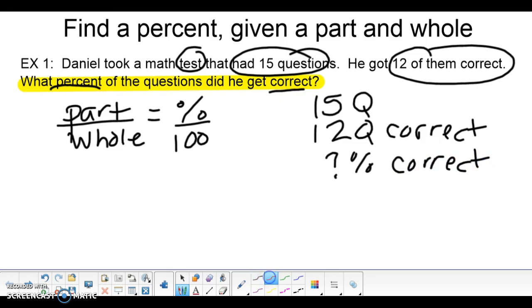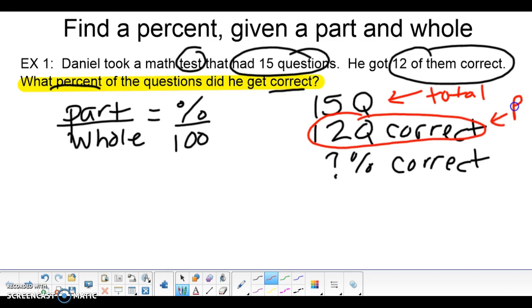So now let's identify which of these numbers goes where. Our 15 questions, by reading that first sentence, Daniel took a math test that had 15 questions, I can tell that's my total, or in other words, my whole. He got 12 of them correct. So this is the part that he got correct. And we're looking for the percent that is correct.